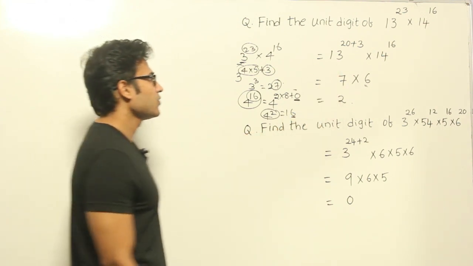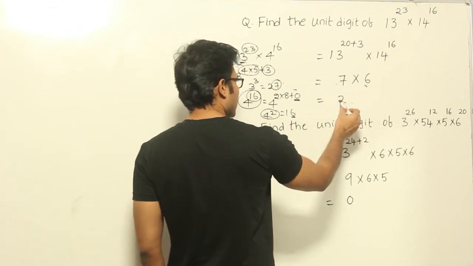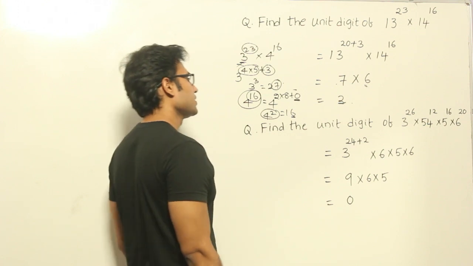Got it? Now we got 7 here and 6 here. Now you multiply, it is 42. Therefore you are going to get 2 in the units place.